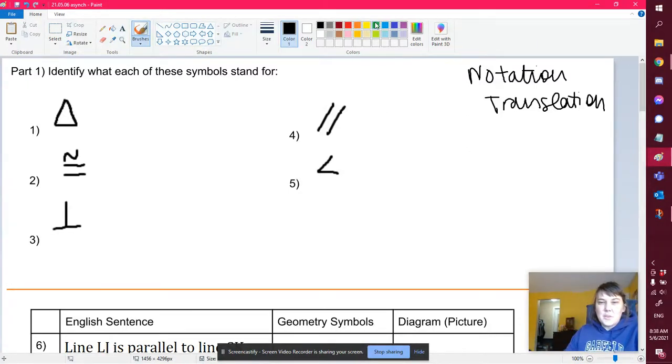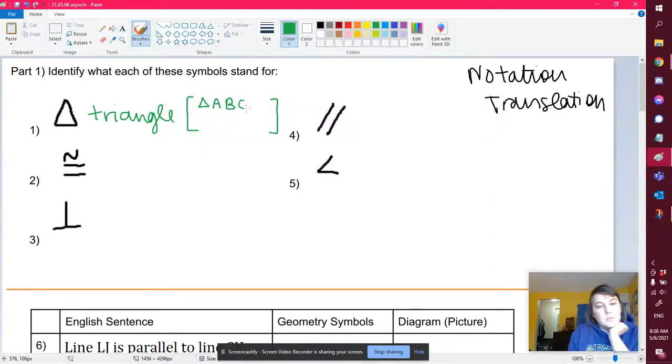All right, y'all. The first part of the assignment says to identify what each of these symbols stands for. I'm just going to run through it with you in case you need to check your work. Number 1, this little triangle symbol, that's a triangle, right? And the way we see it used is triangle ABC describes a triangle with vertices A, B, and C, right? Or if we say it out loud, we call it triangle ABC.